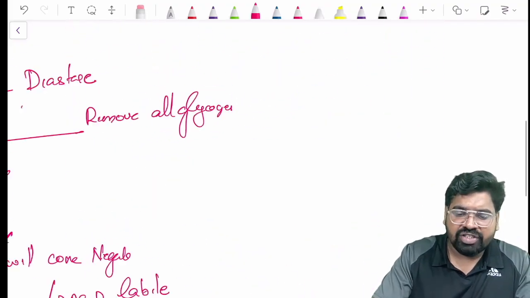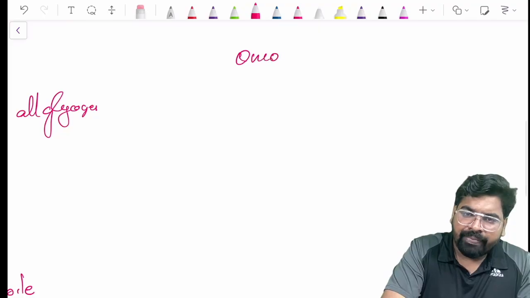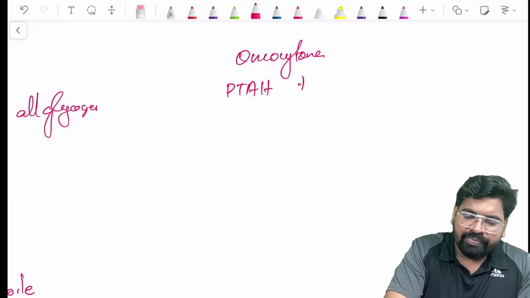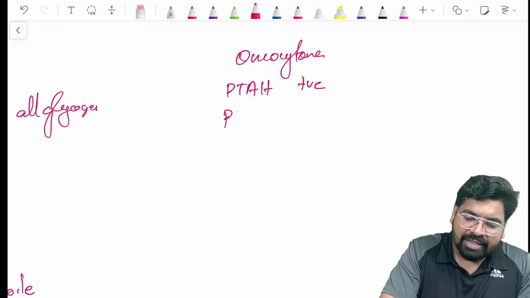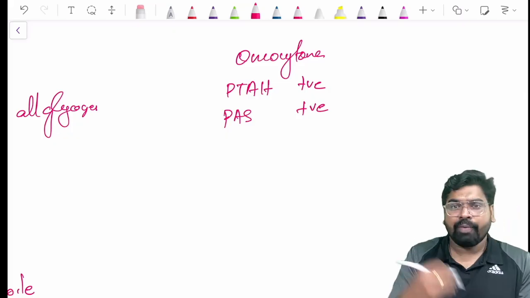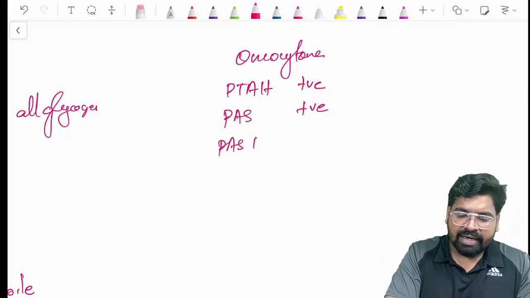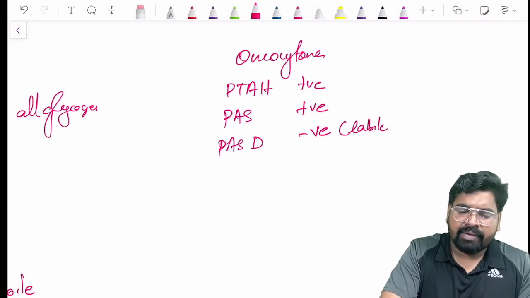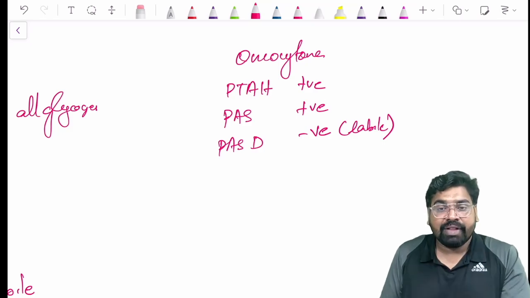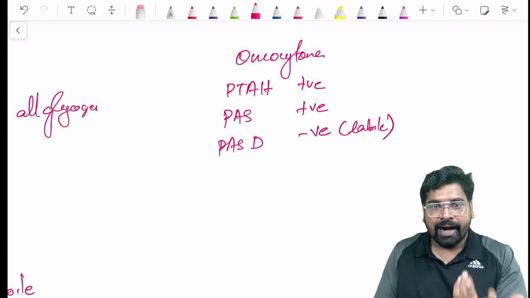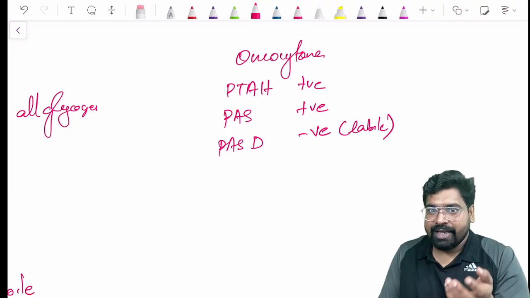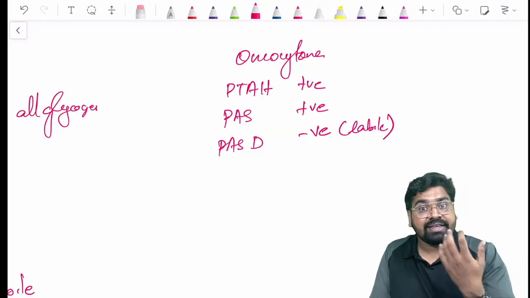So in a gist, what can I say? Oncocytoma is PTAH positive, right? PAS positive. What about PAS diastase? PAS diastase is negative, or we say PAS diastase is labile. This was there in the options. Which among the following statements is true regarding oncocytoma? PAS positive, PTAH positive, PAS diastase positive, or PAS diastase negative.